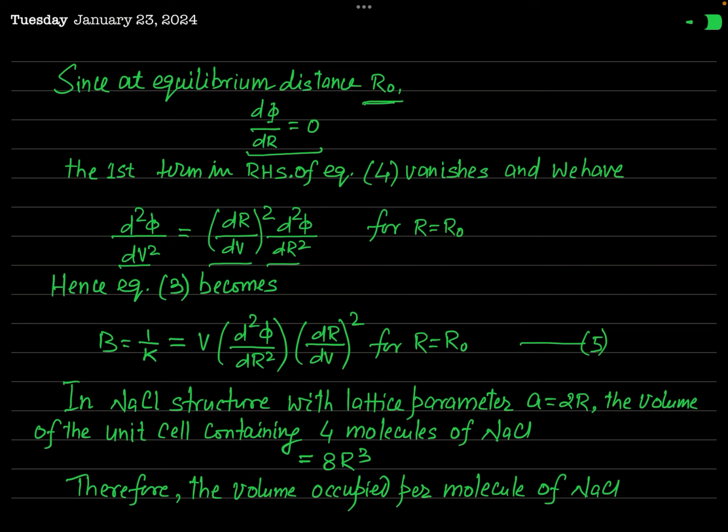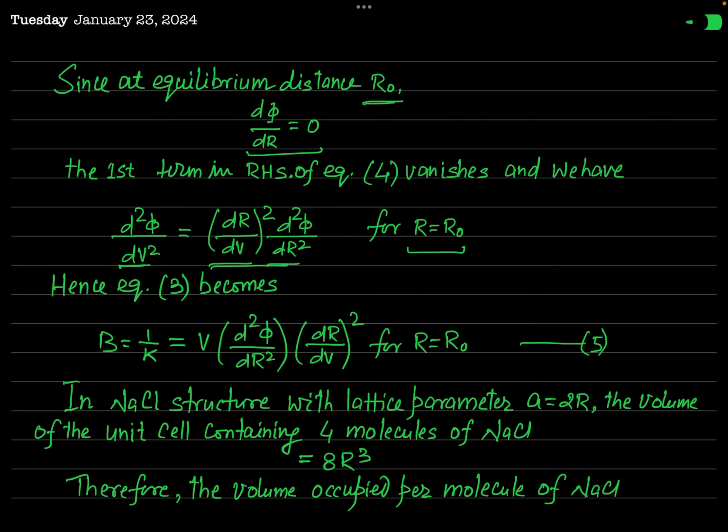But this result is in case of equilibrium state, and you know when the system is in equilibrium, then R is equal to R naught. So you must write here the condition that for R equal to R naught. It means only when R is equal to R naught can you say that d2 phi by dv square is equal to this much. Okay? Now we have obtained the value of d2 phi by dv square in equilibrium condition.